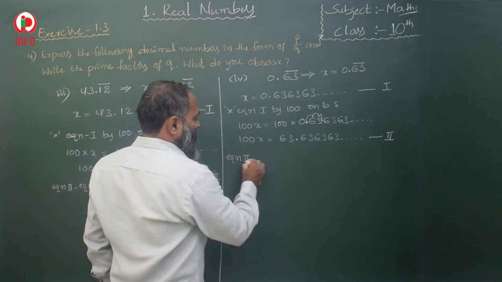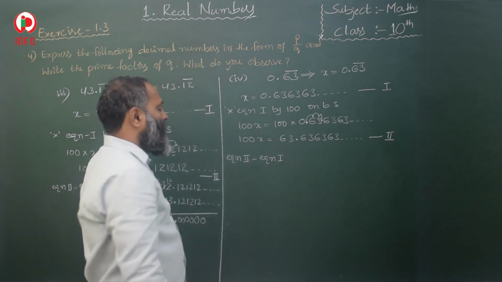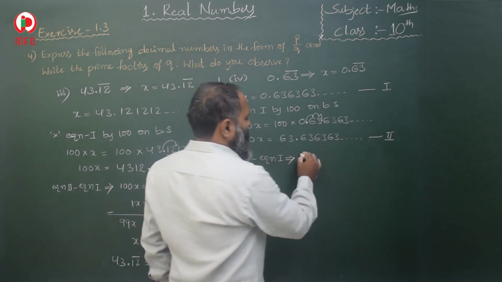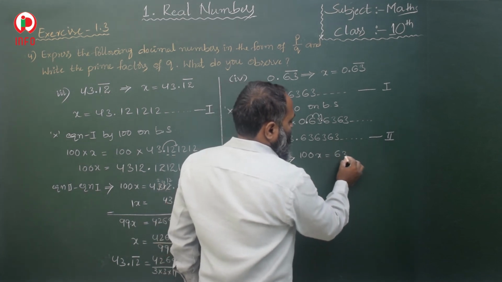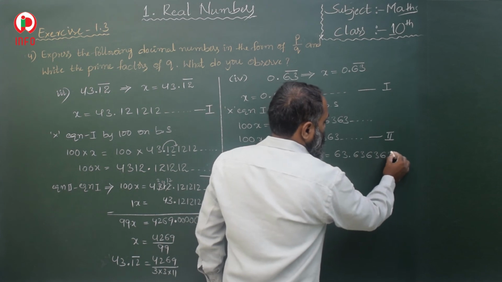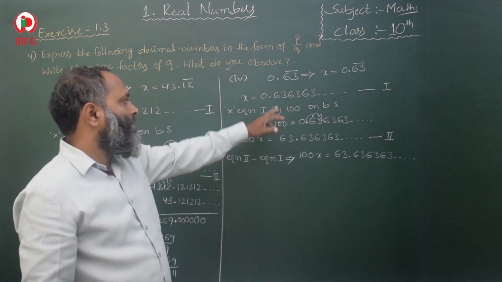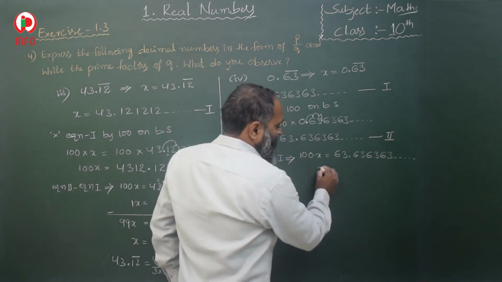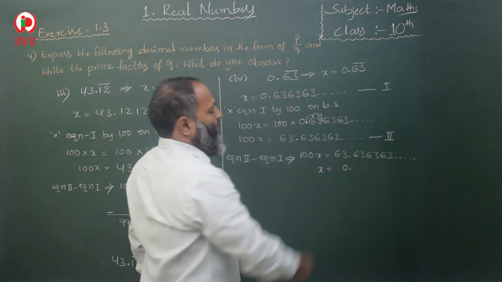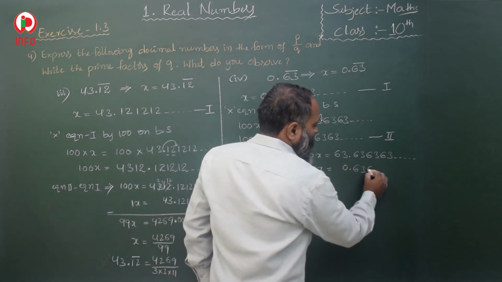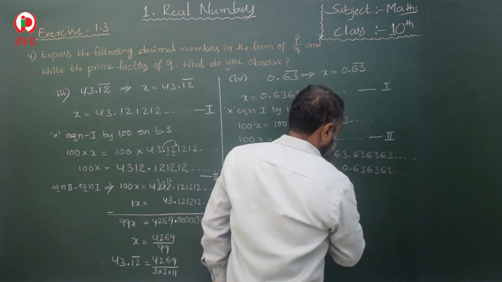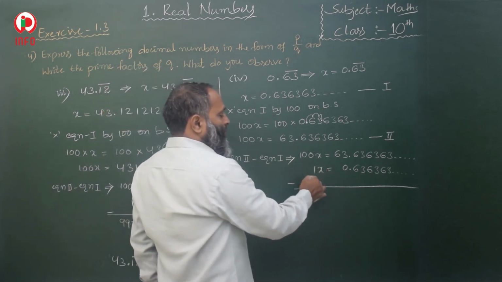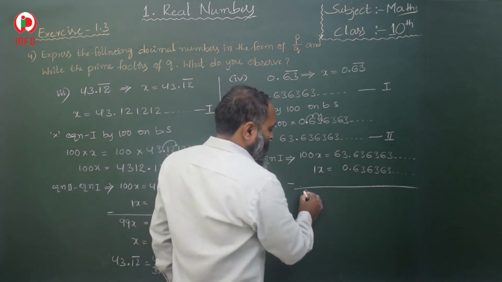Now equation 2 minus equation 1. Subtract equation 1 from equation 2. Take equation 2 first: 100x is equal to 63.63, 63, 63 and so on. Our equation 1 is x is equal to 0.636363, and so on. Now subtract. Here x means 1x. 100x minus 1x, 100 minus 1, that is 99x.